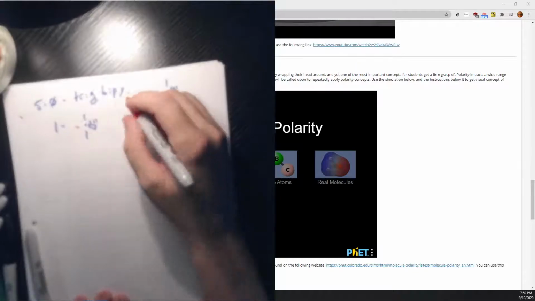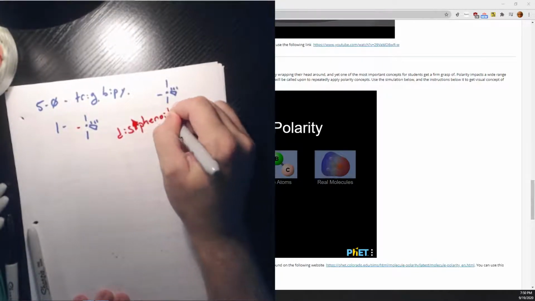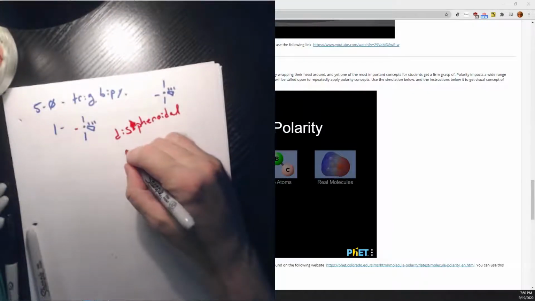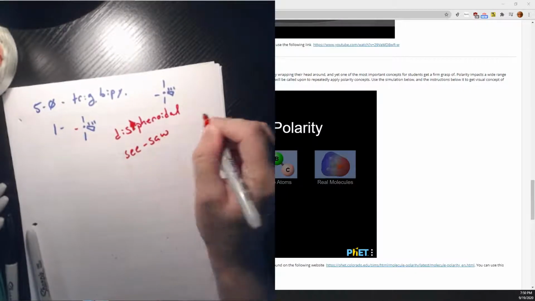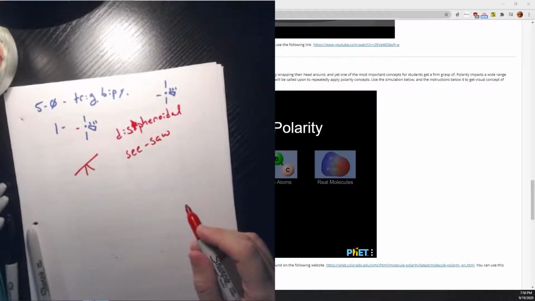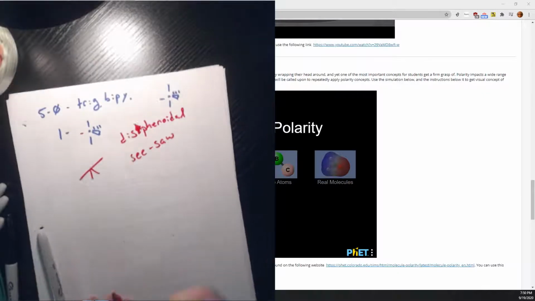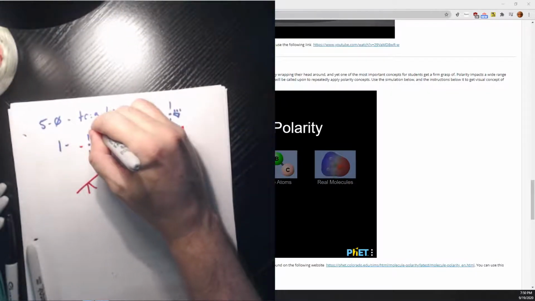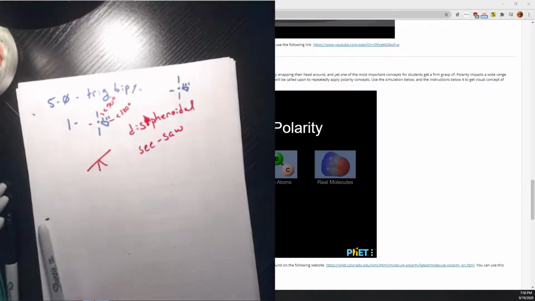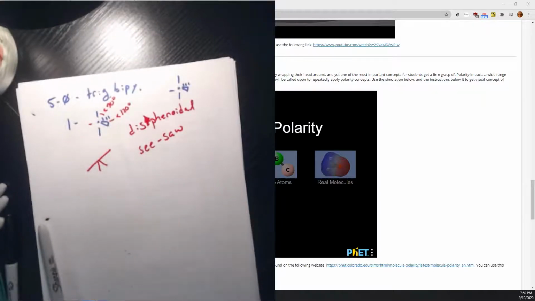The technical name for this is called disphenoidal, which I like just because I like funny words. But everybody and his kid sister instead calls this a seesaw shape, because if you put it on its side, it looks like a seesaw or a teeter-totter. So again, the bond angles have changed. You now have less than 90 degrees, less than 120 degrees. Because again, the lone pair is squishing the other atoms together.